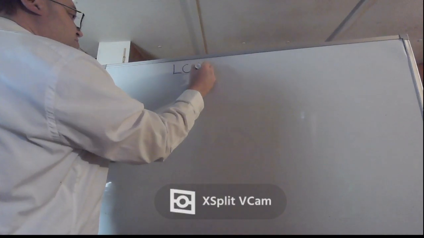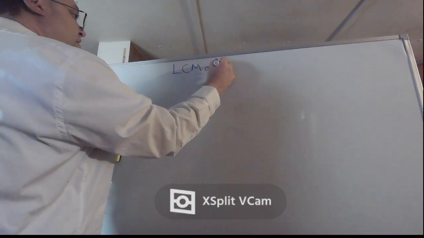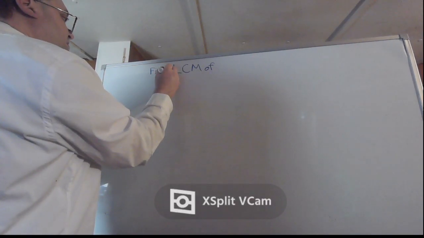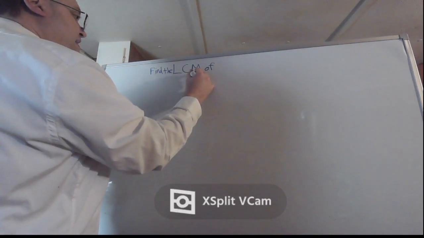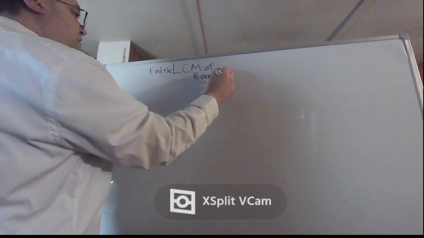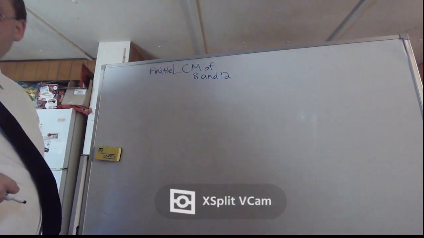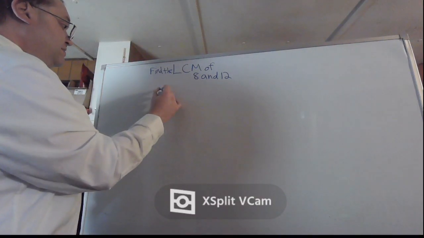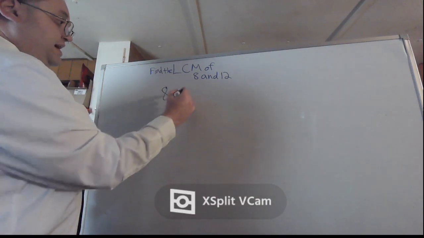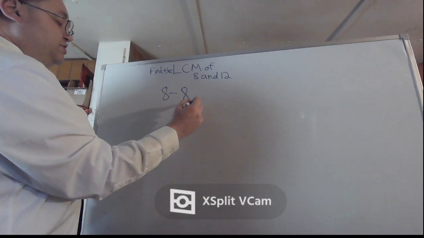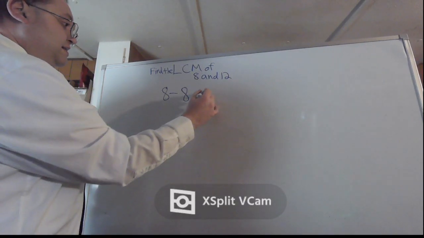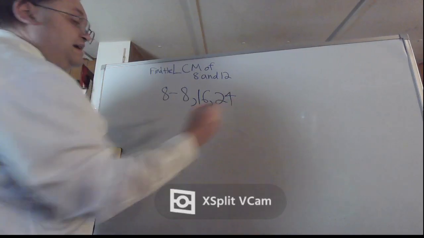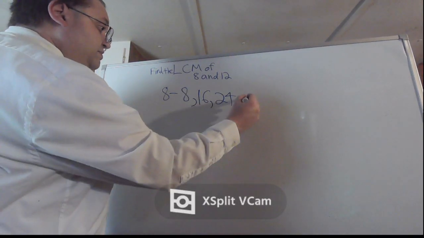Find the least common multiple of 8 and 12. Alright, so let's find the least common multiple of 8 and 12. Start out with multiples of 8. 8 times 1 is 8. 8 times 2 is 16. 8 times 3 is 24. 8 times 4 is 32.